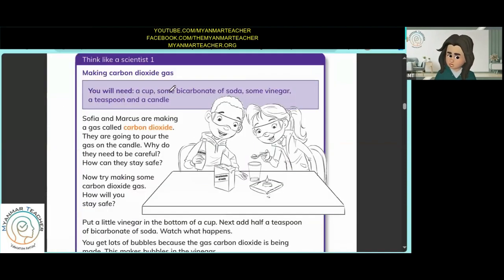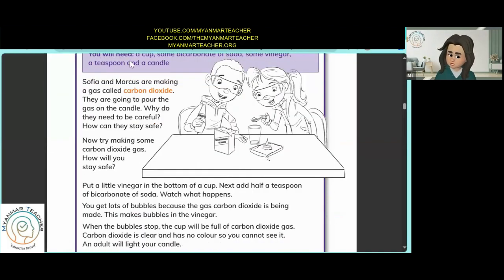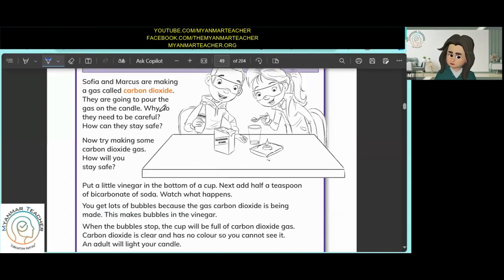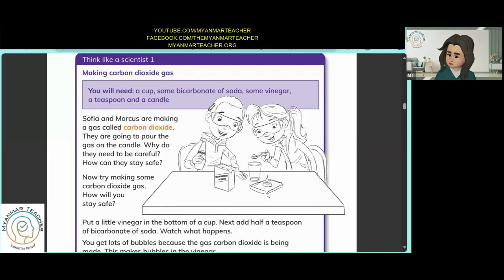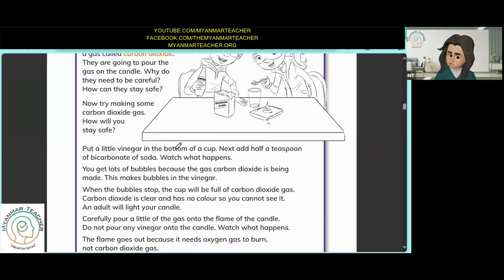So you need a cup, some bicarbonate of soda, some vinegar, and a teaspoon, and they're going to make carbon dioxide. You can try this at home. Put a little vinegar in the bottom of a cup. Add half a teaspoon of bicarbonate of soda and watch what happens. You can see lots of bubbles because the carbon dioxide is being made.